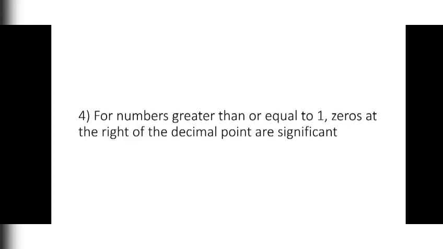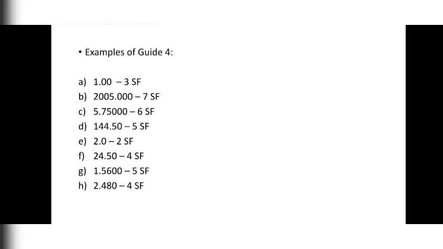Rule number 4, for numbers greater than or equal to 1, zeros at the right of the decimal point are significant. So if the number is greater than 1 or it's 1, then all of the digits on the right side are significant. Let's look at the examples. Example number 1, we have 1.00, which has 2 zeros on the right, and also it's 1. It's bigger than or equal to 1, so everything on the right is considered significant, so it's got to be 3 significant figures.